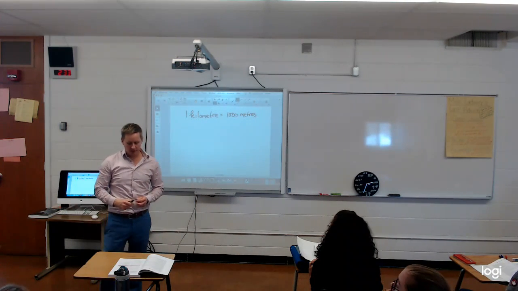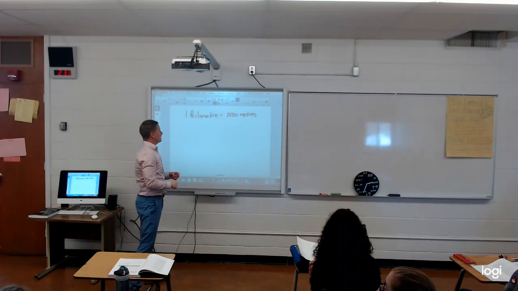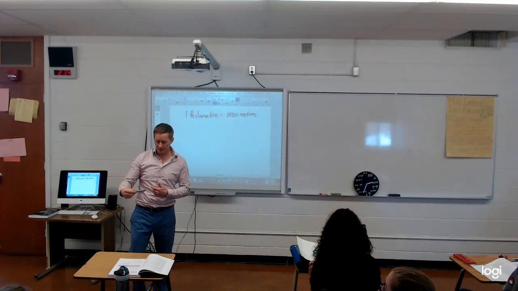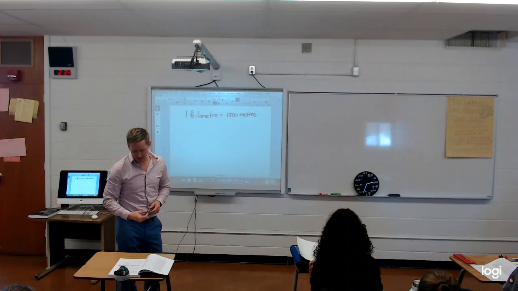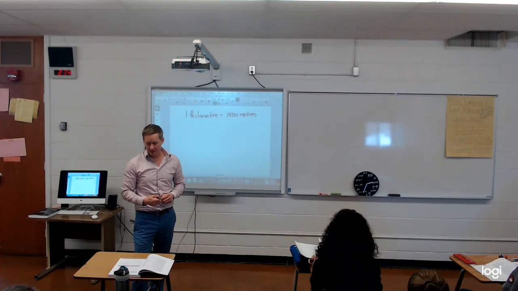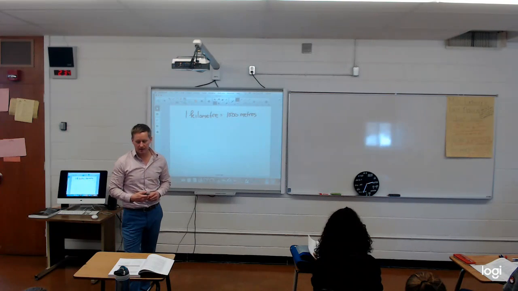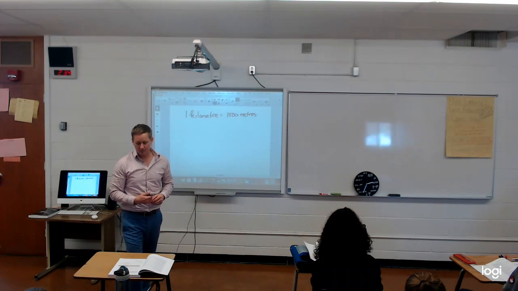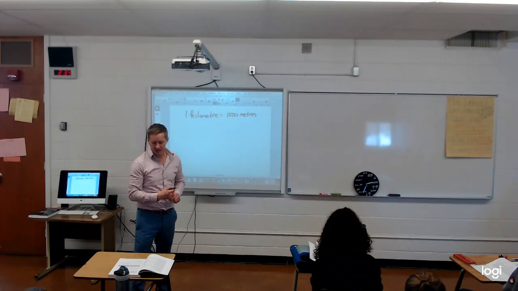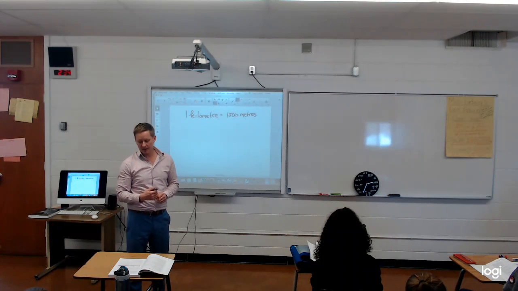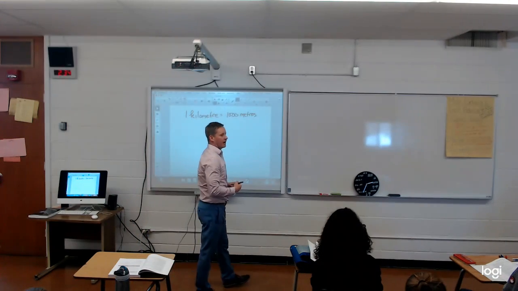Okay? So then we have a hectometer. They give you those ratios on the page there. So a hectometer is 100 meters. A decameter is 10 meters. A decimeter is 0.1 meter. A centimeter is 0.01 of a meter. And a millimeter is 0.001 of a meter.